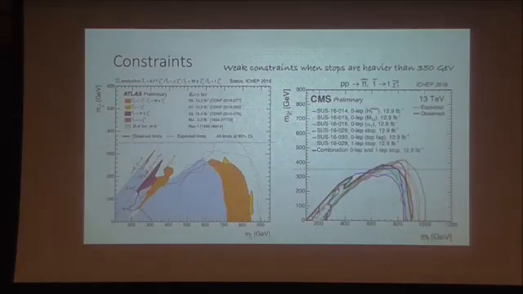And since there are stops, there are also constraints from direct stop searches. Here are the stop bounds from the LHC. From both ATLAS and CMS, basically, if the neutralino mass is larger than 350, there's no bound at all. So when I study the stop effect on double Higgs, I start from a stop mass of 350.